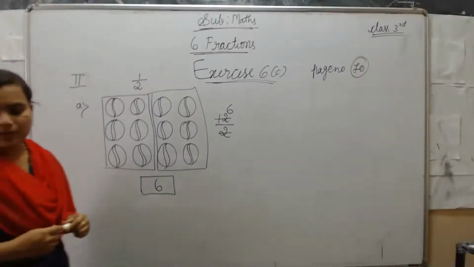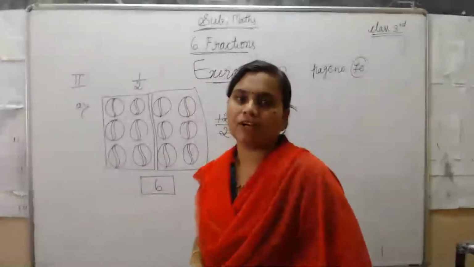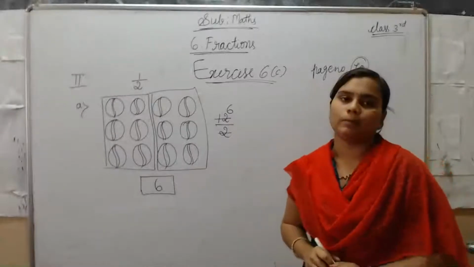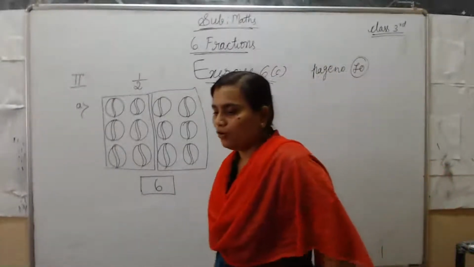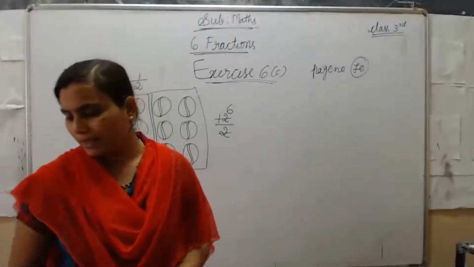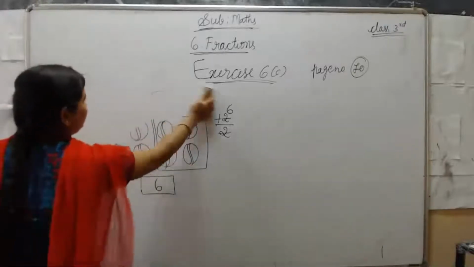Yes, in this B1, 8 flowers are given, and they can be divided into two equal parts, which means we get 4 objects in each part. Yes students, let's move to the third one.